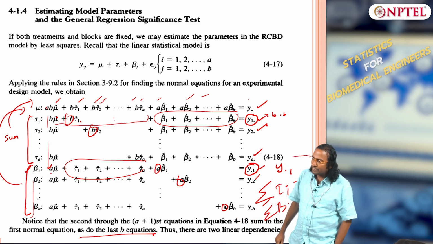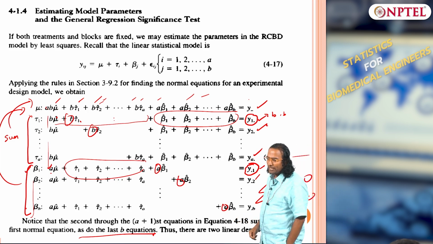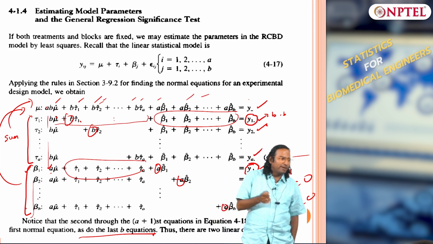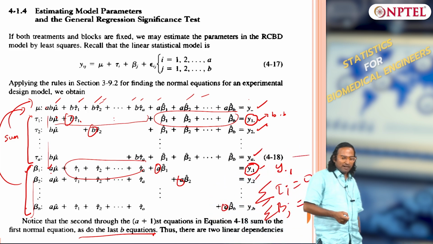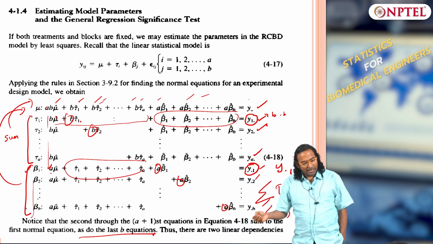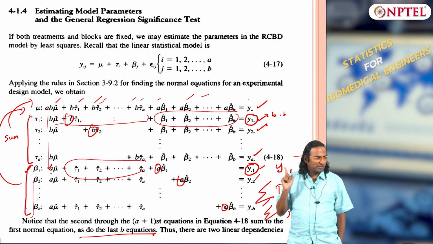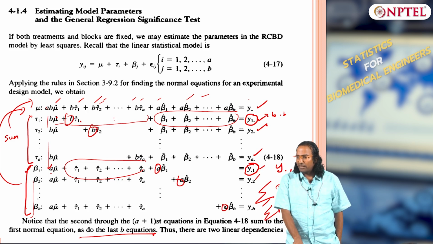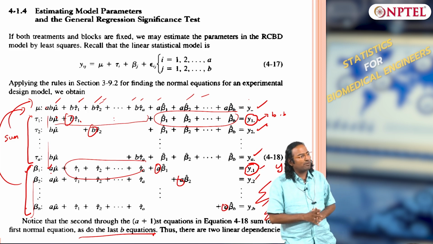Then for the second equation, mu will be present B times, tau 1 will be present B times, and the betas will be present only once. So, this is the left hand side of the equation, okay. Once you understand this, you have all the normal equations ready.